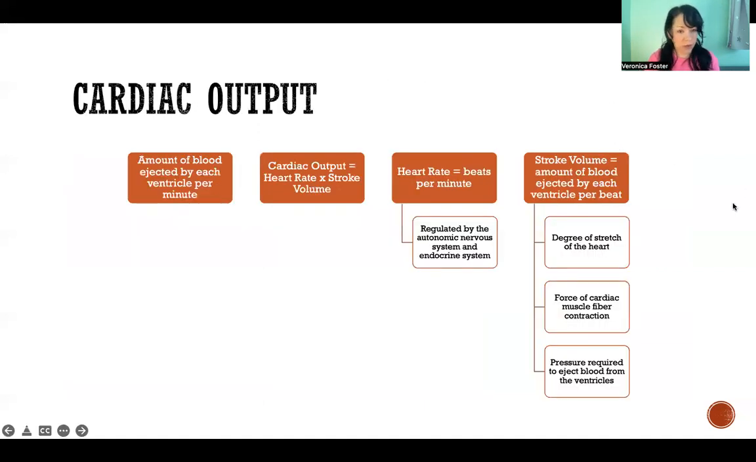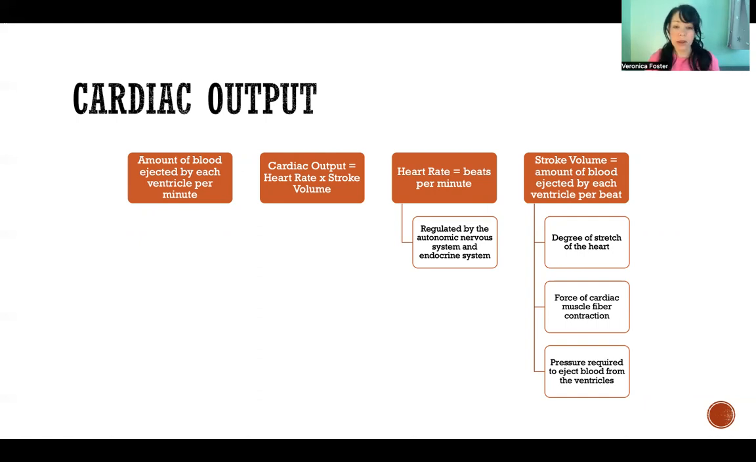All right, our next factor is cardiac output. Now, I actually recently recorded a very in-depth video about cardiac output where I went through the different factors that affect stroke volume. So I'm going to include a link to my cardiac output video in the description below where I'll go into more depth. But the cardiac output refers to the amount of blood ejected by each ventricle per minute. We calculate cardiac output by multiplying heart rate and stroke volume.